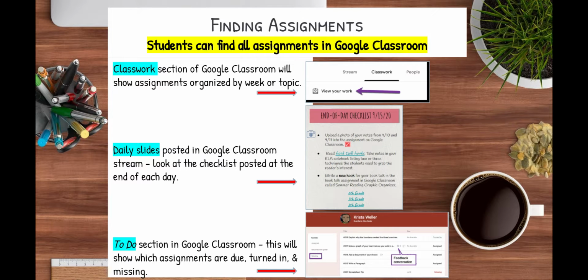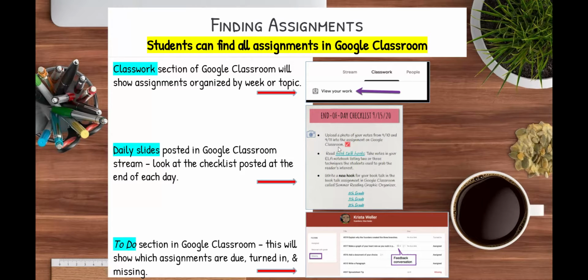Here are the ways that students can find their assignments for ELA. First is through the classwork section of Google Classroom. So once they're logged into Google Classroom and they're in their ELA class, they can just click on the classwork tab at the top and it'll show all of their work that's due.